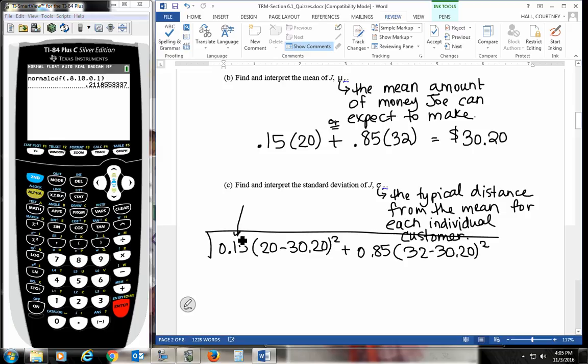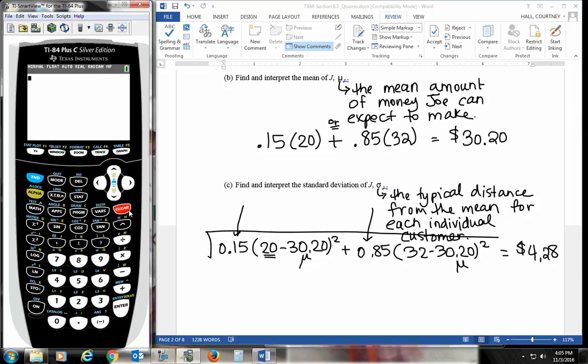This is the probability that you're going to have to pay $20. This is that $20, but then this is minus the mean. Okay, this is the probability that you're going to have to pay the $32, and so then you have your $32 again minus the mean. So you can work that out, and you'll get $4.28 approximately. Okay, or you can use your calculator, believe it or not.